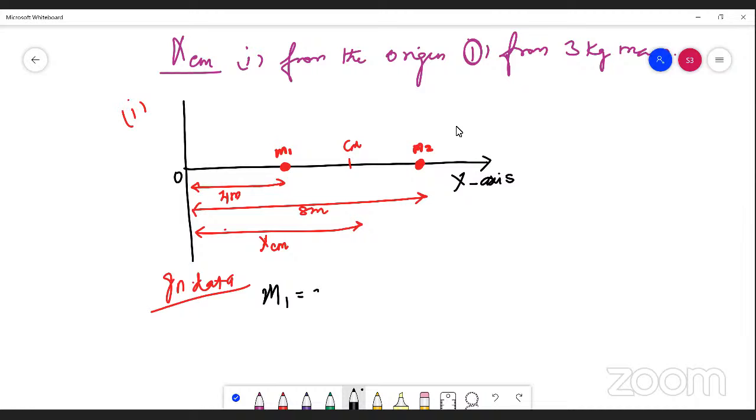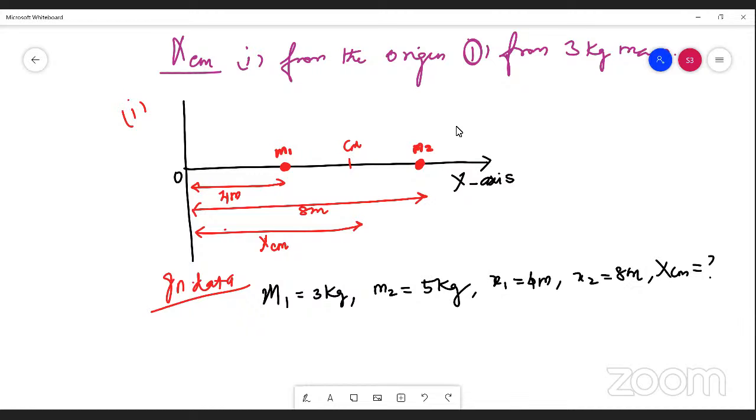M1 is equal to 3 kilogram. M2 is equal to 5 kilogram. Position of the first mass, X1, is equal to 4 meter. The position of the second mass, X2, is equal to 8 meter. We need to calculate XCM.